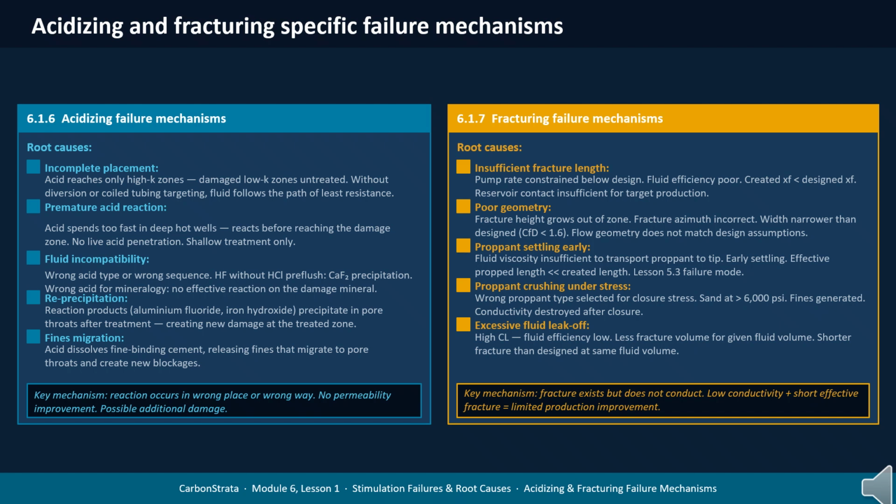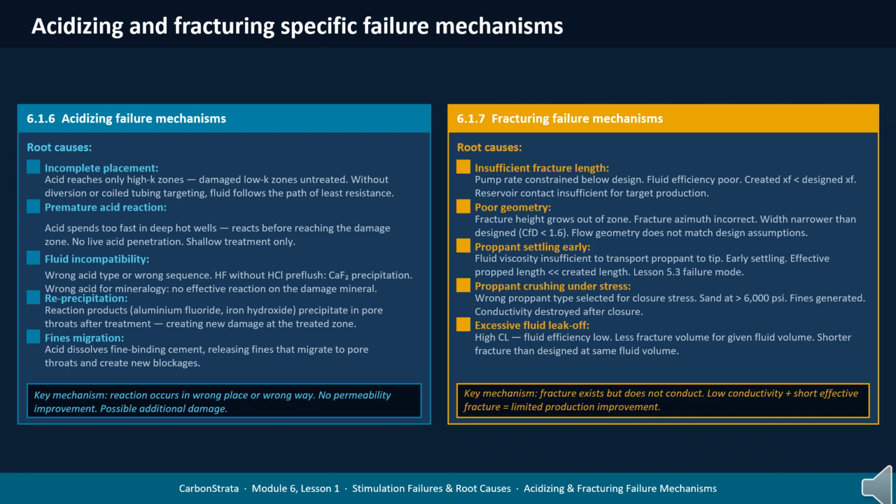Now define mechanism. Fracture may be created correctly, but propellant is not placed effectively, or does not survive closure stress. Now define failure modes. Propellant does not reach fracture tip. Result: short effective fracture. Propellant crushes under stress. Result: conductivity is lost. Fluid leaks off too quickly. Result: fracture is smaller than designed.